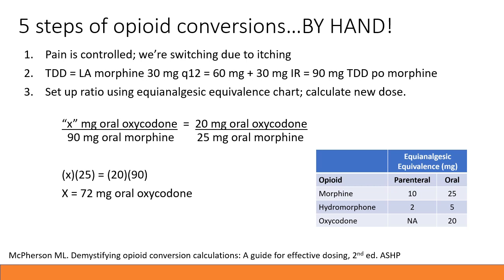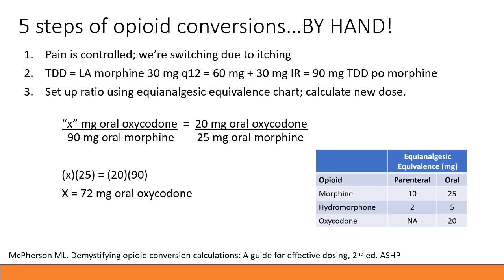and you will see the same opioid by the same route of administration in the numerator on both sides. So in this case, it's oral oxycodone. Similarly, in the denominator, you see the same opioid by the same route on both sides. Again, in this case, it's oral morphine. You cross multiply, X times 25 is 20 times 90. You divide both sides by 25 to isolate X, so it's 72 milligrams of oxycodone.